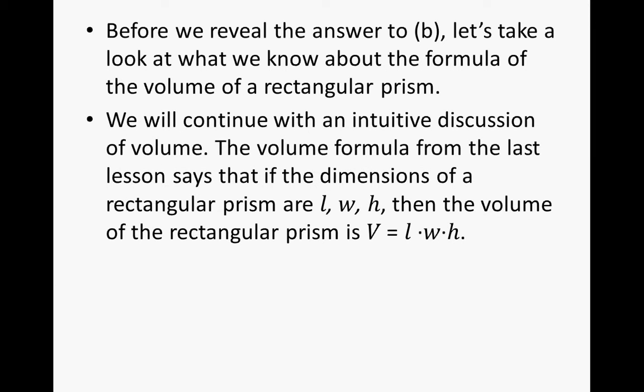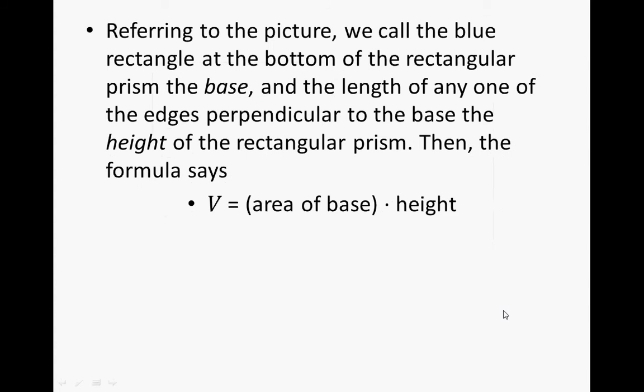We will continue with an intuitive discussion of volume. The volume formula from the last lesson says that if the dimensions of a rectangular prism are length times width times height, then the volume is equal to length times width times height. Referring to the picture, we call the blue rectangle at the bottom of the rectangular prism the base, and the length of any one of the edges perpendicular to the base the height of the rectangular prism. Then the formula says that V is equal to the area of the base times the height.